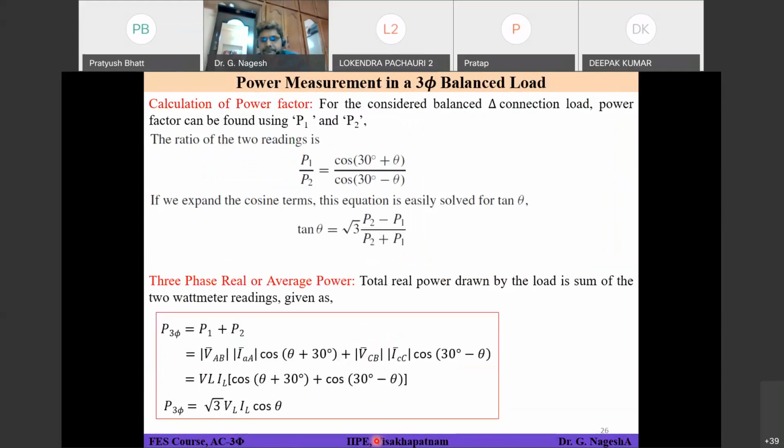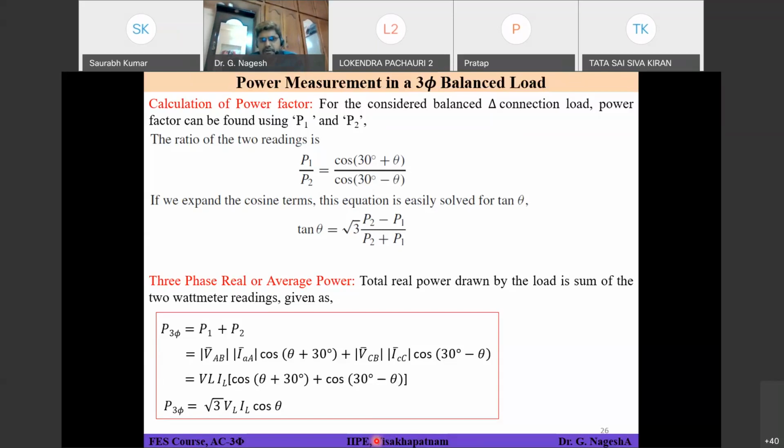Sir, 3 times VL IL cos theta. Difference, P2 minus P1, is the value I am asking. Try to calculate properly. P2 minus P1. Sir, root 3 VL IL cos theta. P1 plus P2 we have already seen as root 3 VL IL cos theta. So P2 minus P1, what is the value? Root 3 VL IL sin theta, sir. Is it correct? Yes, sir. P2 minus P1 is root 3 VL IL sin theta.